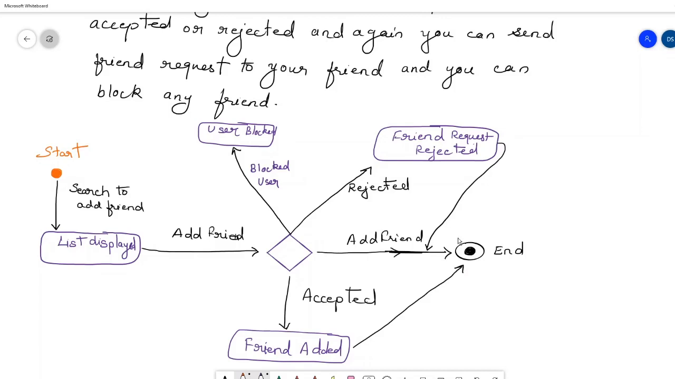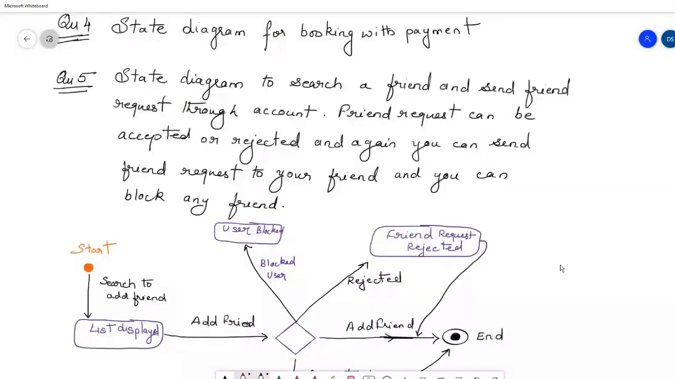We'll learn how we can draw them using certain tools. I'll give you a few more questions to practice so you can be perfect in drawing state diagrams. I'll upload the notes, go through them. If you have any doubt, you can ask me anytime.